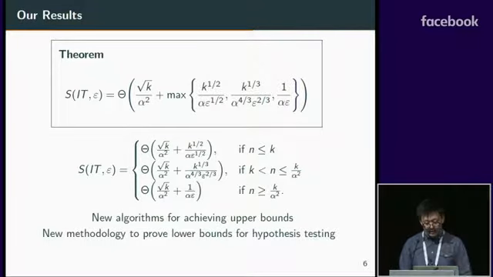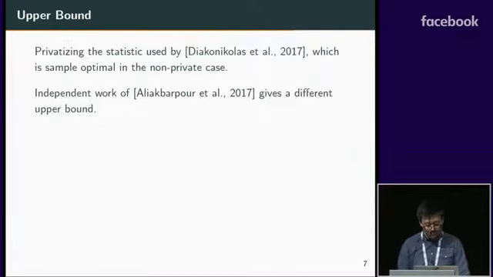Okay, and our contribution is that we propose new algorithm achieving the following upper bounds. And we also propose a new methodology to prove lower bounds for hypothesis testing, which gives a tight lower bound for this case. Okay, our upper bound is obtained by privatizing the statistic used by Nicholas et al., which is sample optimal in the non-private case. And we want to mention that there is an independent work in this year's ICML, which gives a different upper bound, but their upper bound is only tight in the sparse case.